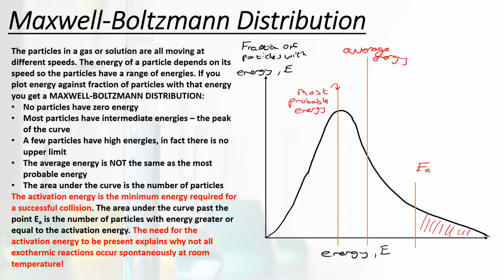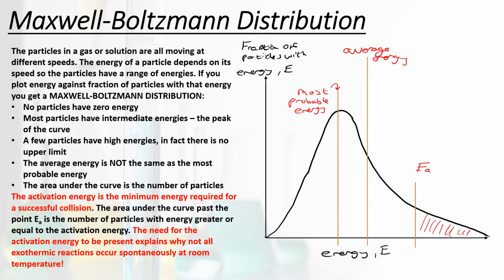We can also label our activation energy. Remember that our activation energy is the minimum energy required for a successful collision, given the symbol EA. I've labelled that towards the right of the diagram. You can see that the minimum energy is quite high, and therefore not many particles have that minimum energy, hence why most collisions are unsuccessful.